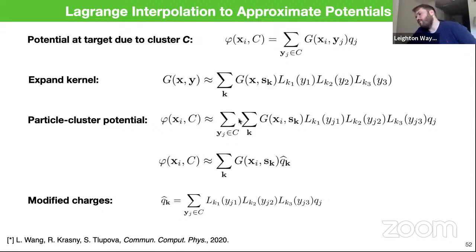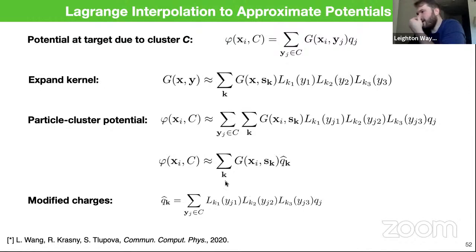So when you do this grouping here, I rearrange my signs a little bit. So here's the full particle-cluster potential. This value right here, we call our modified charges. You have to flip these. I should have added another step here to show this. Flip these two sums, and you end up with these modified charges here.